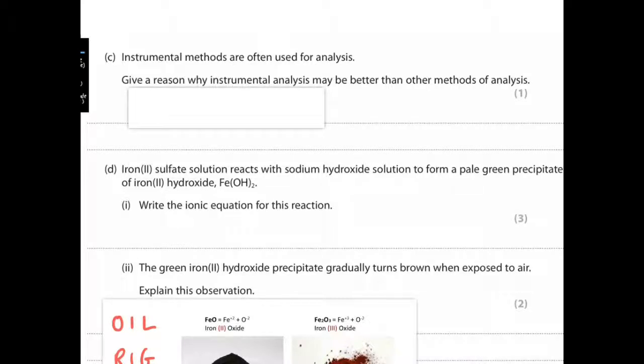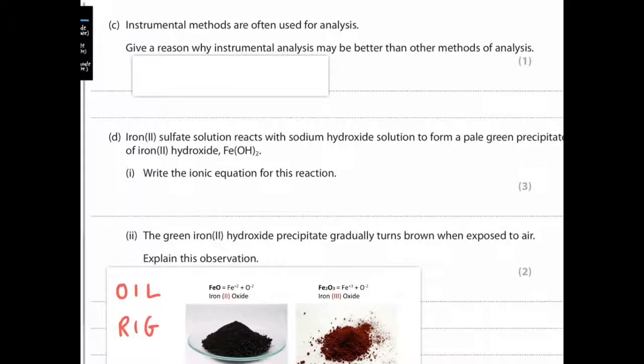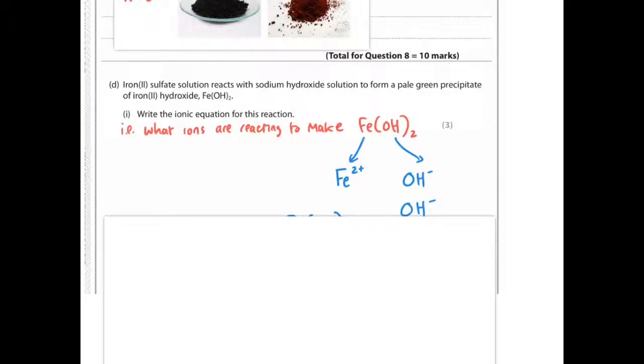Right, iron 2 sulfate solution reacts with sodium hydroxide solution to form a pale green precipitate of iron 2 hydroxide, Fe(OH)2. Write the ionic equation for this reaction. These are always the trickiest types of questions, I think, in chemistry, if you're not tuned into them. So start by asking, what ions are reacting to make Fe(OH)2? Well, obviously, iron ion and 2 hydroxide ions. So that's got to be involved in it.